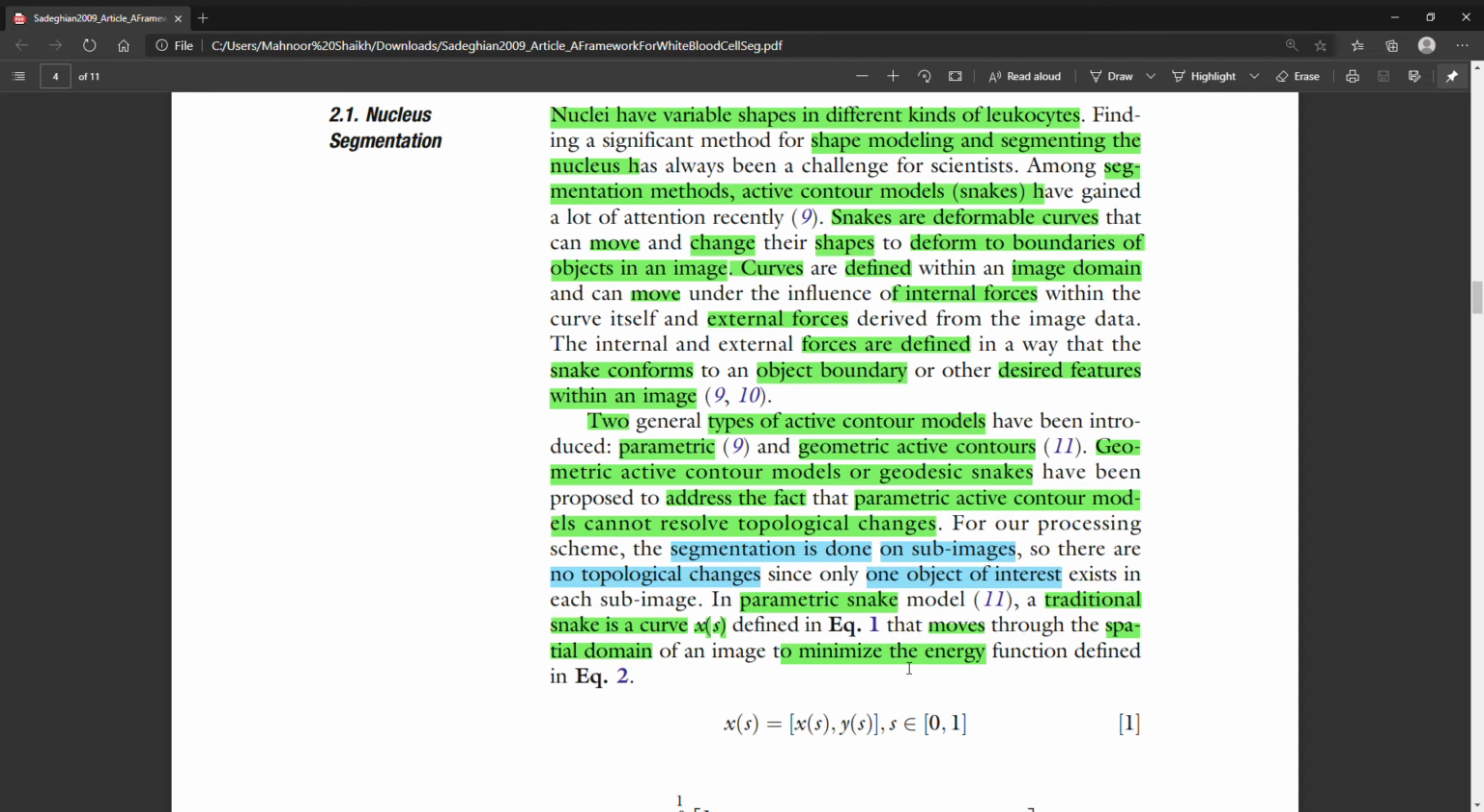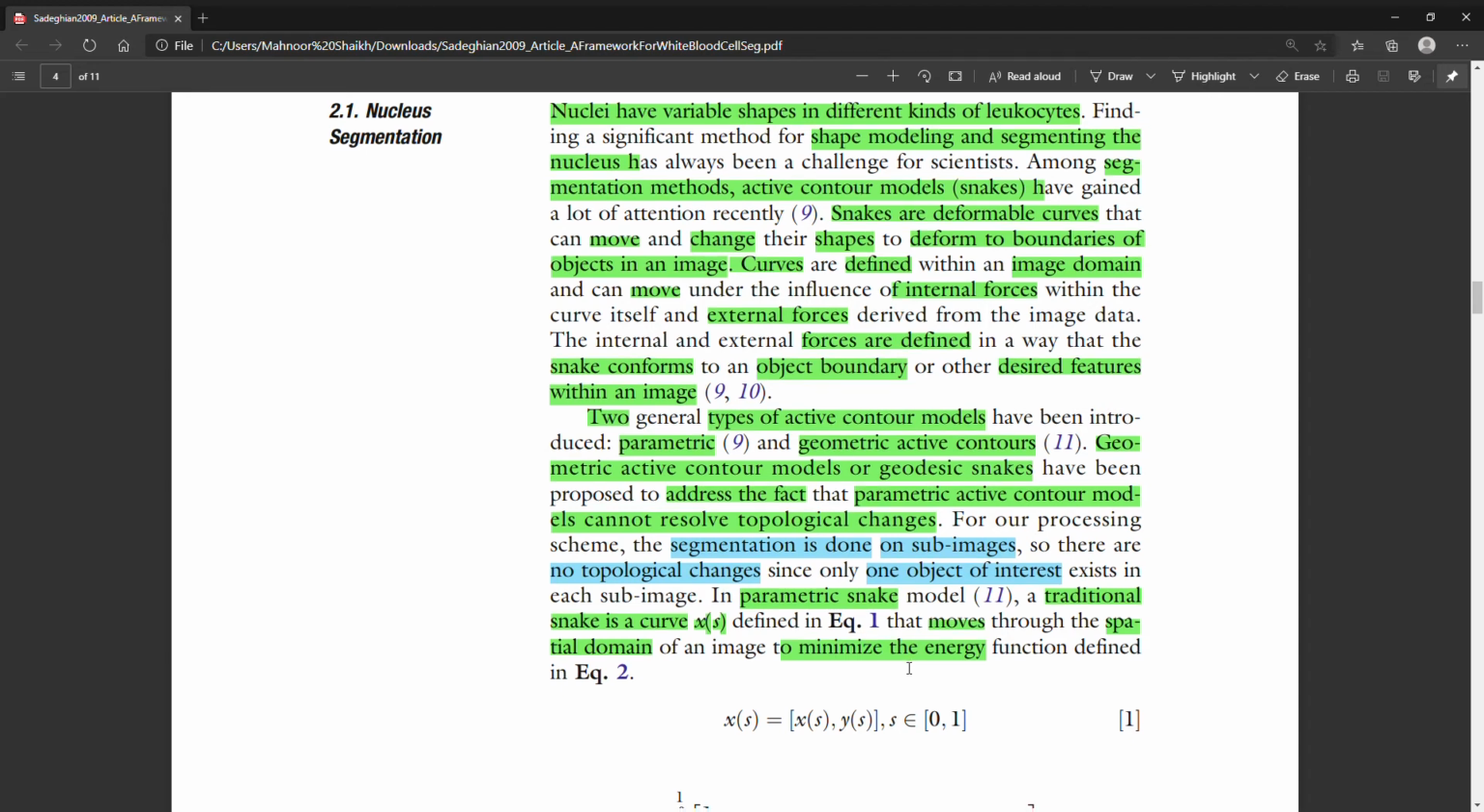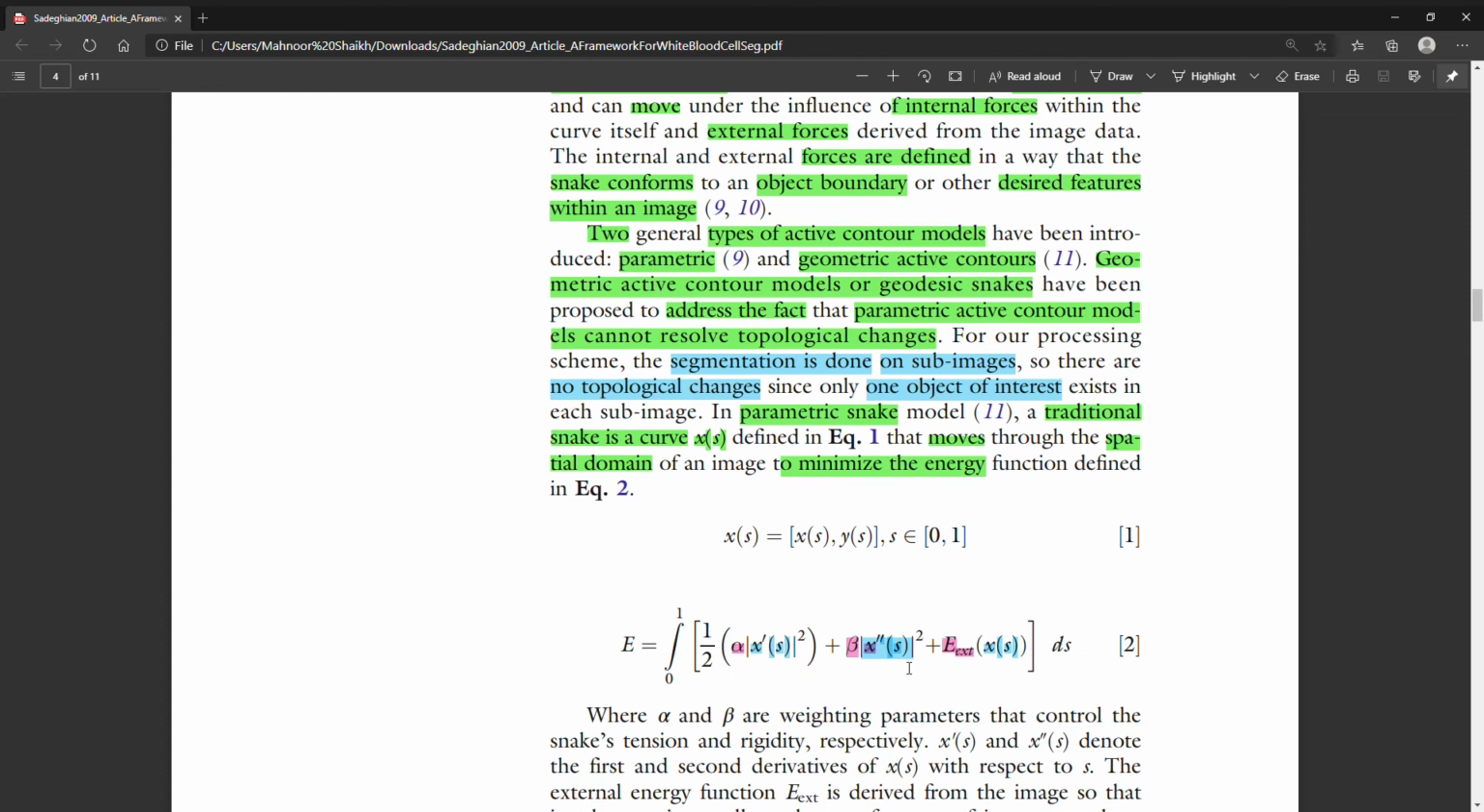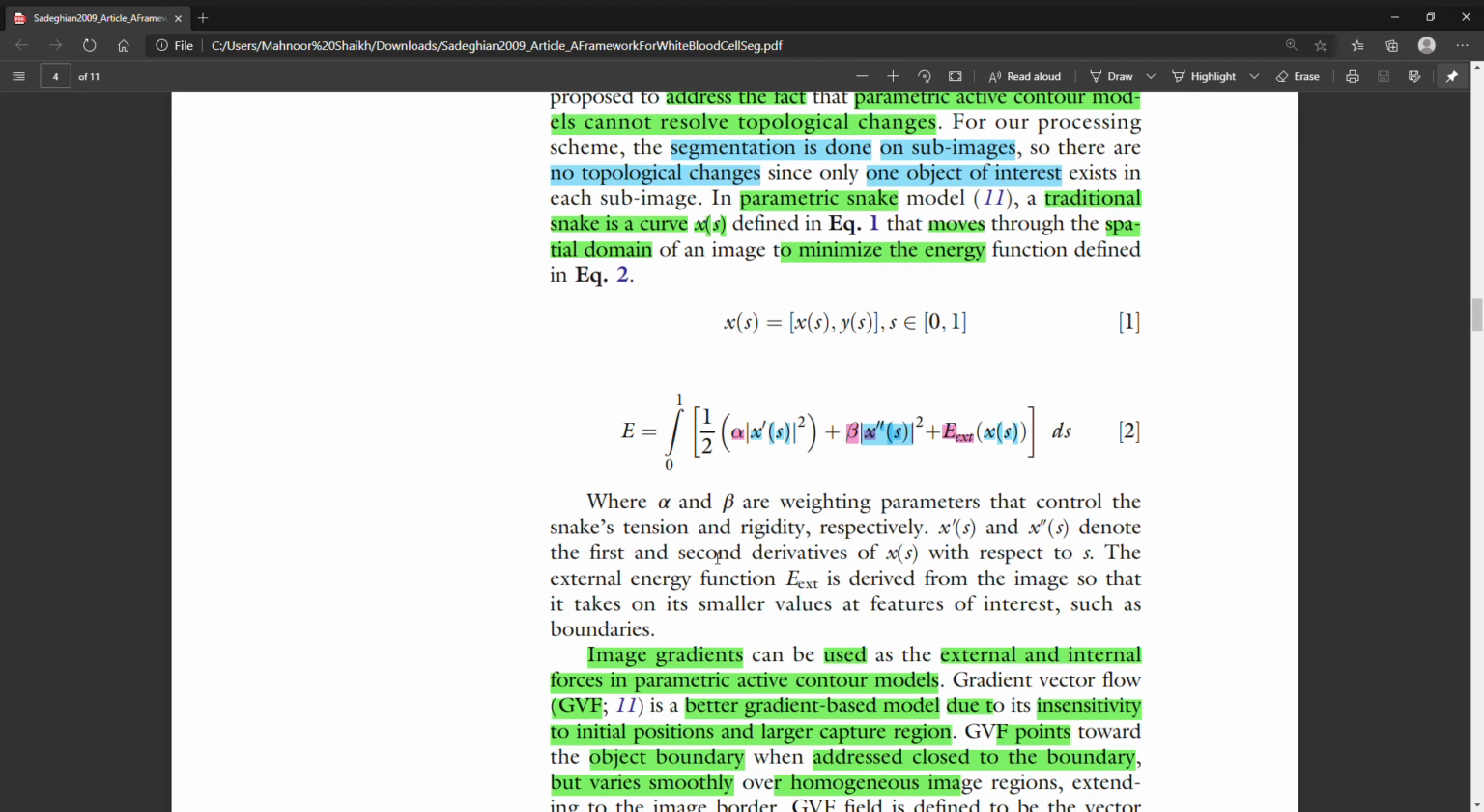So in parametric snakes model, a traditional snake curve is defined, which is defined as S(s) = (x(s), y(s)), which moves in the spatial domain to minimize the energy function. So alpha and beta are the weighing parameters, E_ext is the external energy function, and S'(s) and S''(s) are the first and second derivatives of the function.